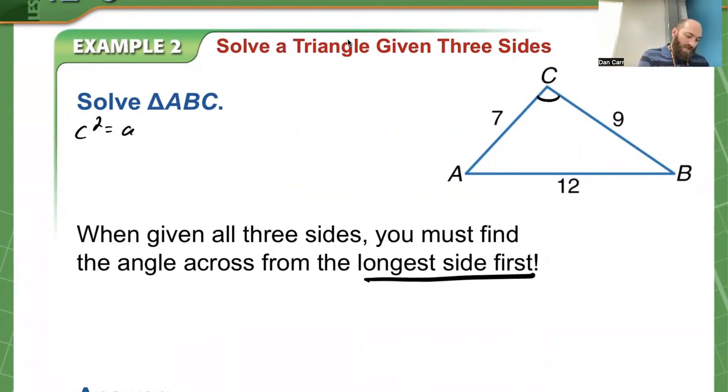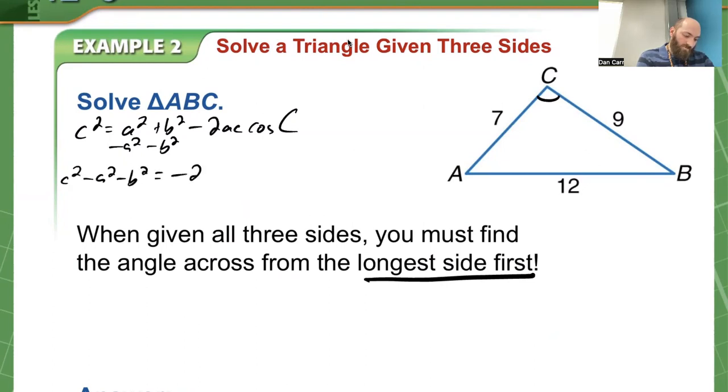That's C squared is equal to A squared plus B squared minus 2AC cosine of C. Because I'm looking for that angle C, it might help if I change this formula and rewrite it in terms of C, so I can have something that I just plug into my formula. So for example, I will subtract A squared and B squared over to both sides. So C squared minus A squared minus B squared equals a negative 2AC cosine C.